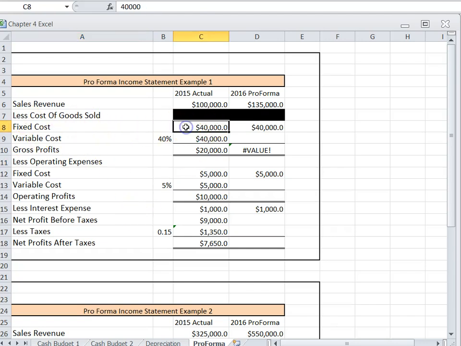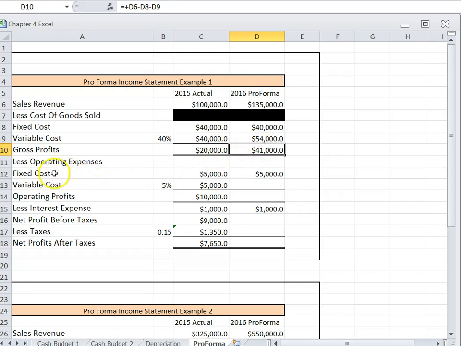Okay, so fixed costs are 40,000, and variable costs are 40,000, or 40% of sales. So to calculate the pro forma for 2016, we're saying the fixed costs are going to be identical. It's the variable costs that will change. So I just need to take 40% of my sales to calculate my new variable costs. So my gross profit is going to be my sales minus my fixed costs minus my variable costs. So my gross profits are 41. Here's the formula up here, 41,000.